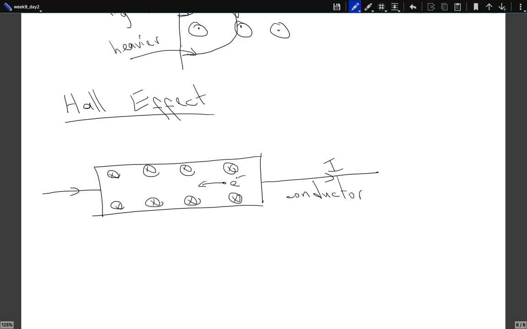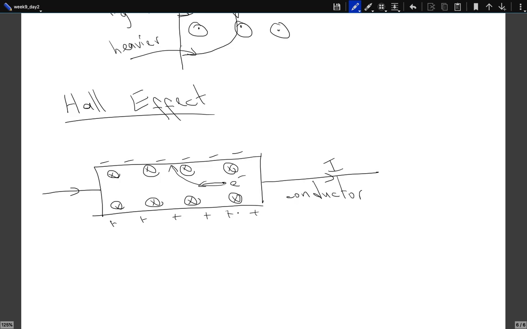So the electron will not just go straight. It will bend up. So this will be the trajectory of the electrons inside the conductor. Well, this tells me that on the upper half, I will have an accumulation of negative charges. And on the lower half, there won't be so many electrons, so it will be positively charged. But now you see this creates an electric field in the vertical direction.